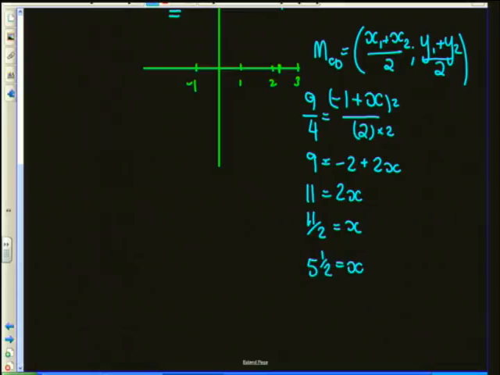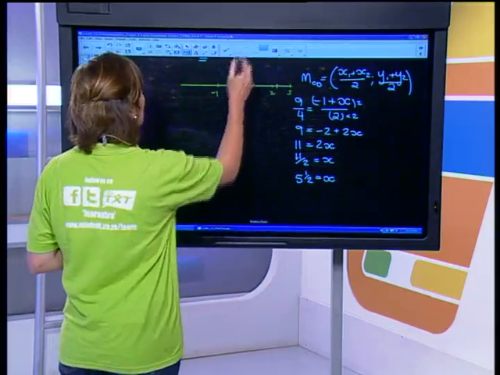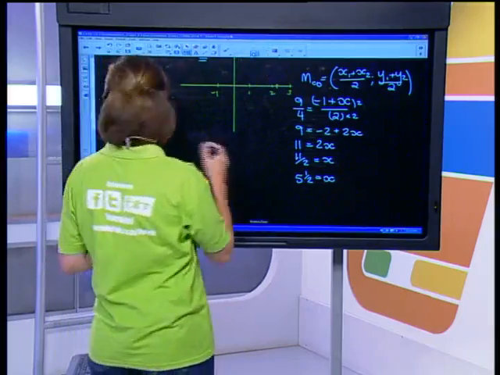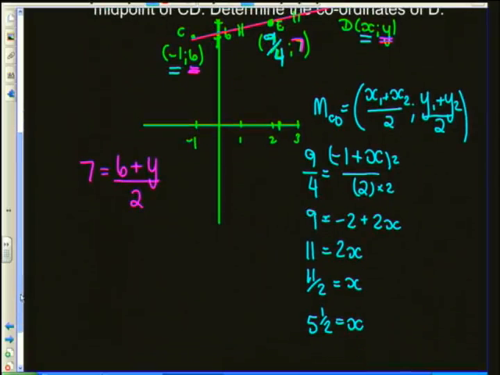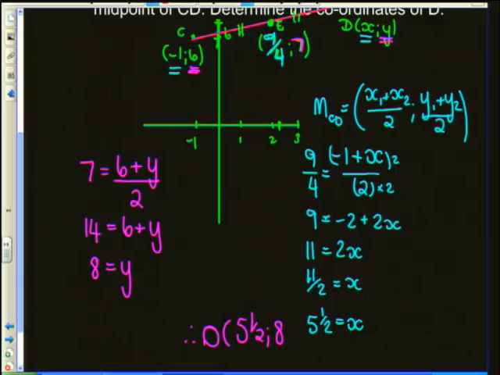That wasn't too bad. We're going to do exactly the same thing for the y coordinate. Let's do it in a different color. The y coordinate was 7, so we say 7 is equal to y1, which is 6, plus y2, which is y, over 2. That again gives us an equation to solve. 7 times 2 is 14, equals 6 plus y. If I say 14 minus 6, that leaves us with 8, which is equal to y. So point D has coordinates (5.5, 8).